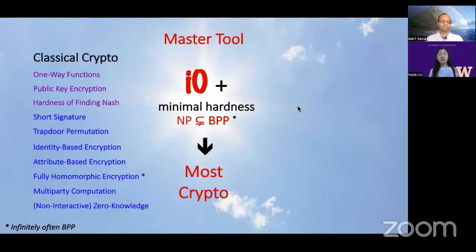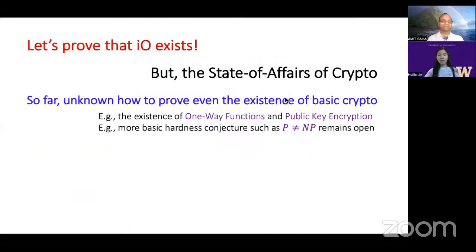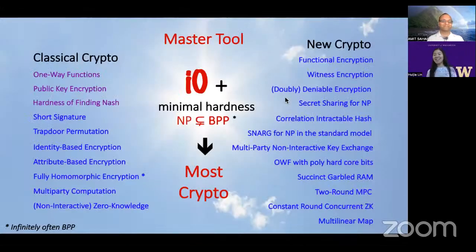This would include classical cryptographic goals, such as one-way functions, public key encryption, etc. It also builds a connection to complexity theory, such as implying the hardness of finding Nash equilibrium. And furthermore, IO has allowed us to build a host of new cryptographic goals, such as functional encryption, etc., that we didn't know how to achieve before and did not even think about trying to reach before.